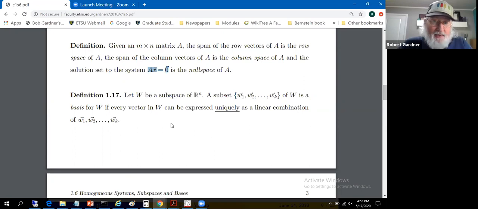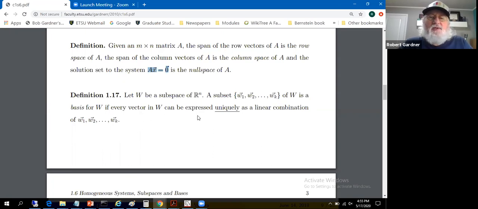It's equivalent to this, so we're not wandering off in the wrong direction. But here's our definition, finally, for basis. We'll be able to talk about dimension here before it's over with, based on basis ideas. But what's it say? We have a basis for a subspace if every vector in W can be expressed uniquely as a linear combination of W1 through W sub k.